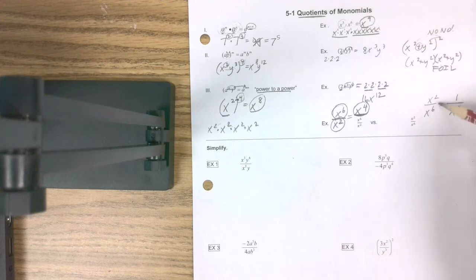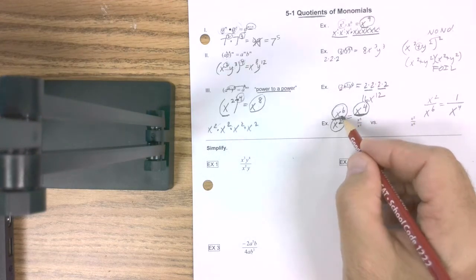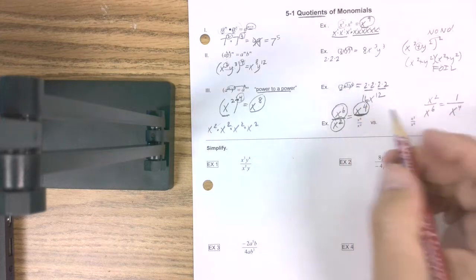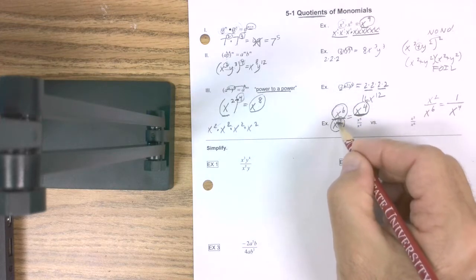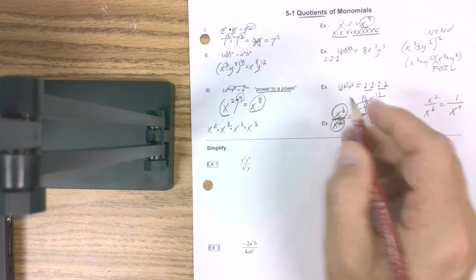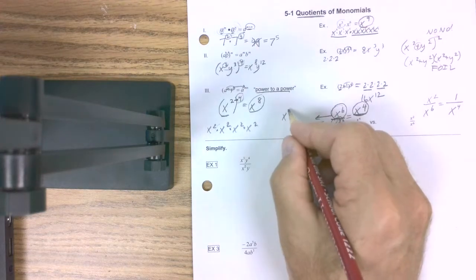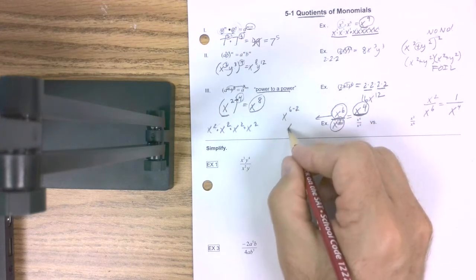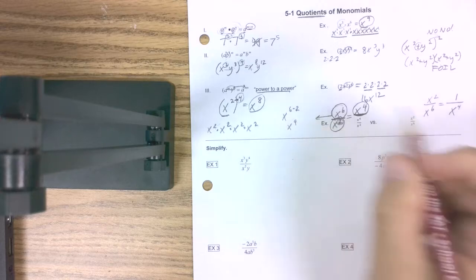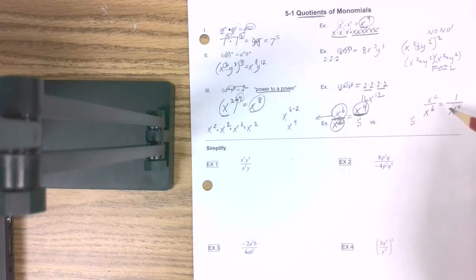Now, the reason I'm teaching it this way is because of this. If I was to actually follow the rule, I subtract the bottom power from the top. So this one would be x to the 6 minus 2, which is x to the 4th power. You see that? This is the one I'd be worried about because we don't know about negative exponents yet.